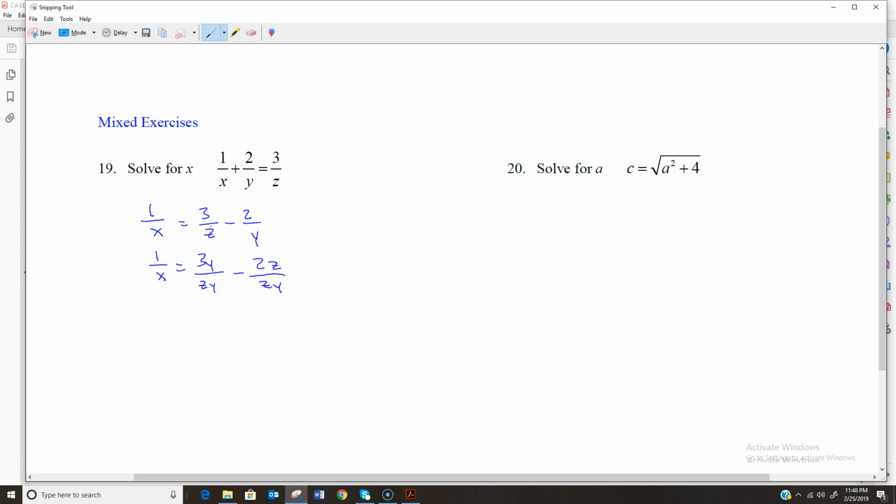So I multiplied 3 over z by y over y, and then I multiplied 2 over y by z over z. That way these have a common denominator, and I have 1 over x equals 3y minus 2z all over zy. And then I can take and flip this like I did up on the other problem. I can take the reciprocal. So 1 over x equals this, then x has to equal the reciprocal. So zy over 3y minus 2z.